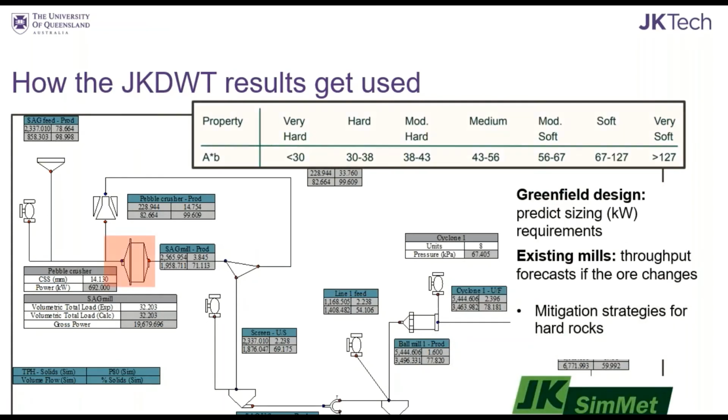So that's just a screenshot there. The A and B properties and a few other parameters, and appearance function data that's generated as well, can be used within JK SimMet to predict the sizing requirements for SAG mills for design type projects. Or similarly, they can be used to forecast the mill throughput and simulate any changes within the circuit to increase the throughput.